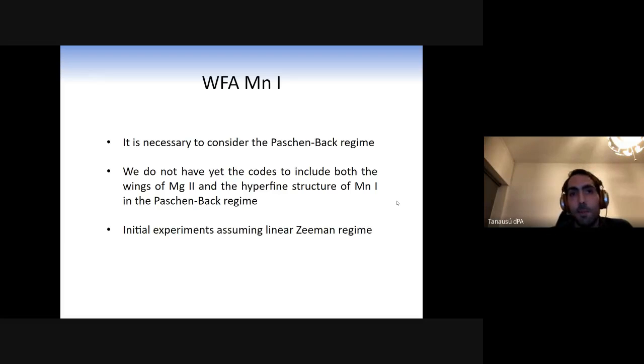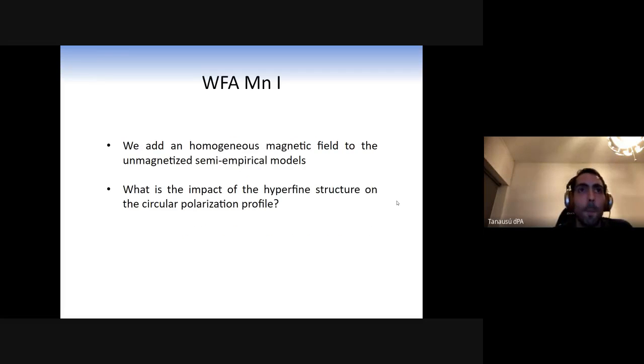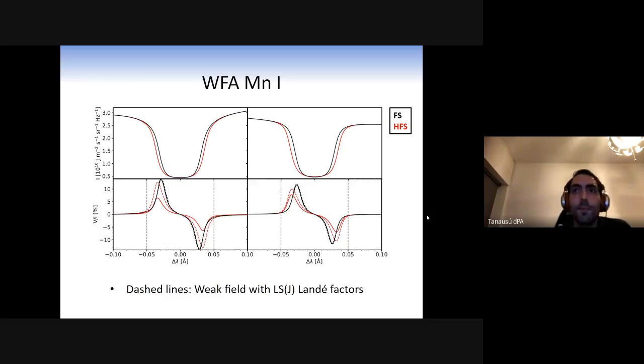So we did some initial experiments assuming the linear Zeeman regime. We added ad hoc magnetic fields to the semi-empirical model, and we wanted to answer the question of what is the impact of the hyperfine structure on the circular polarization profile. And this is what we are showing here. The black solid line is the calculation without hyperfine structure, and the dashed black line is the weak field approximation applied to this intensity profile.